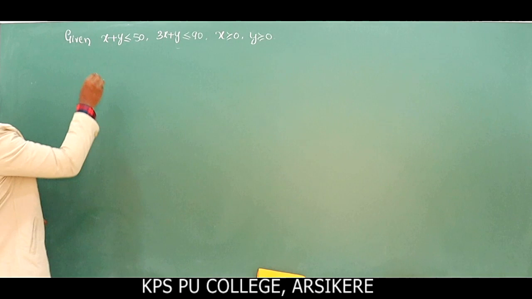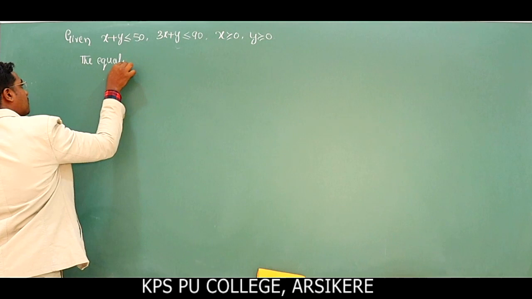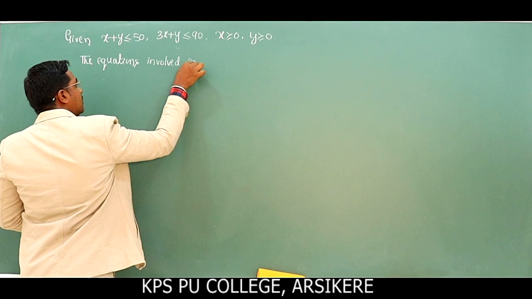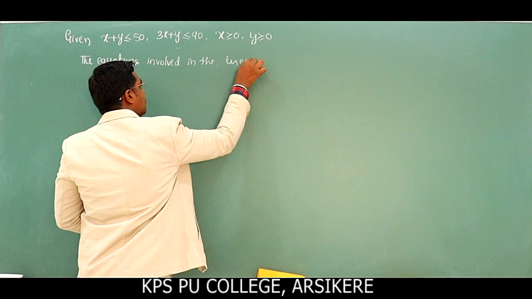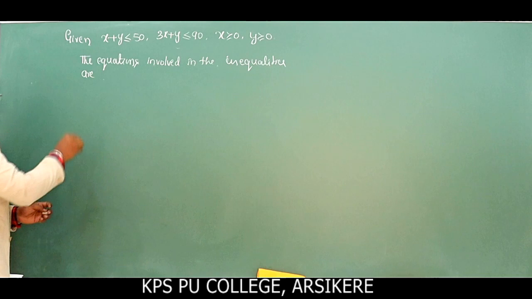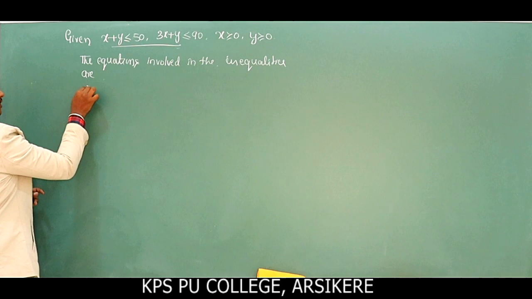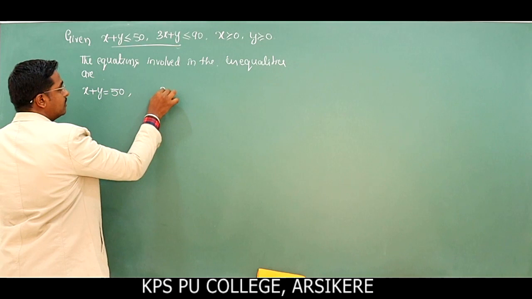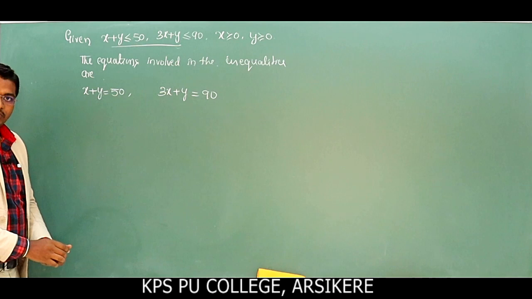Okay, right, the equations involved in the inequalities. So first we will consider one step. What are the equations involved here? First one, x plus y is equal to 50. Clear? And the second one, 3x plus y is equal to 90. Okay, so now find the points on the x axis and y axis.